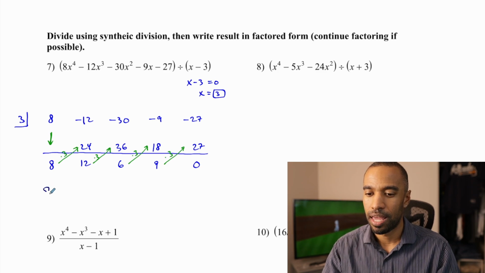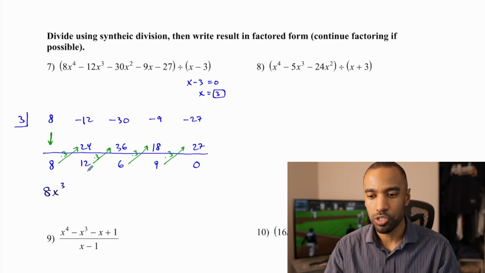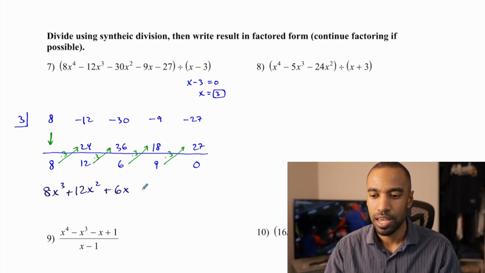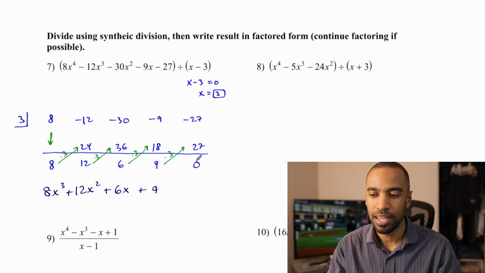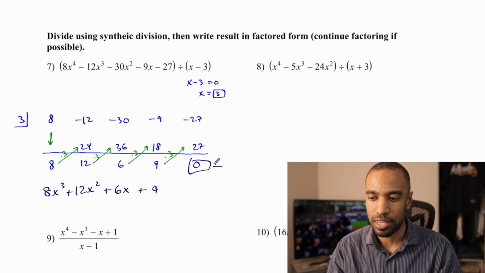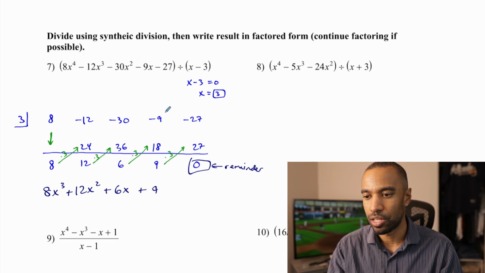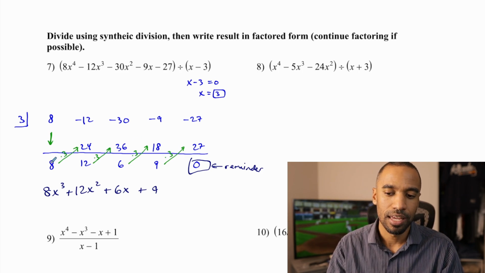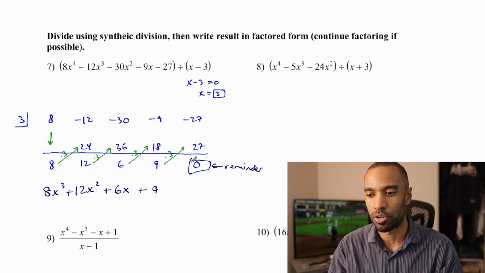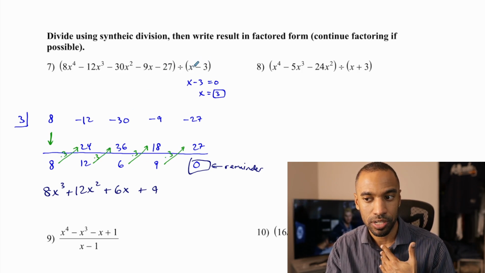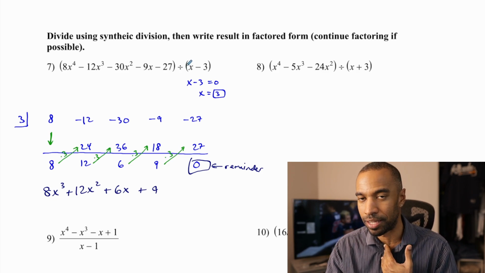This thing will become 8x cubed. This 12 is going to represent the x squared term, plus 12x squared. This 6 is going to represent the linear term, 6x. The 9 is going to represent the constant 9, and 0 represents the remainder. So here's what happens. We started with a quartic, cubic, quadratic, linear, constant, and now it's a cubic, quadratic, linear, constant, remainder. Everything went down 1 degree because this thing assumes, understands, and imagines that you had a linear factor that we divided by here.